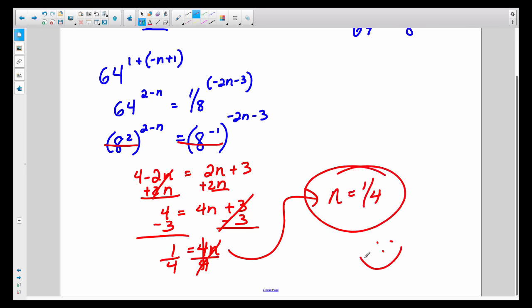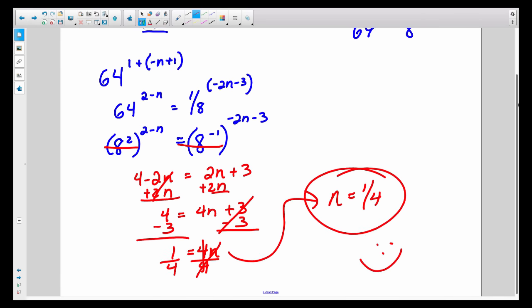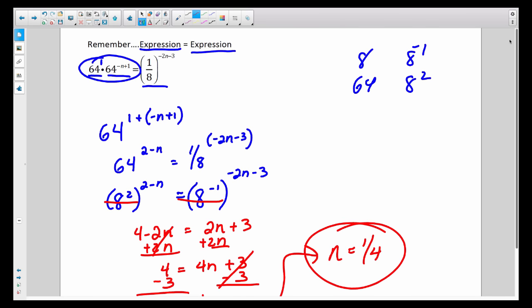Really cool. Okay, so let's go back to the top. What was the thing here? Yeah, expression equals expression. So make sure you combine your terms, whether they're on the left, the right, or both, so that it's expression equals expression.